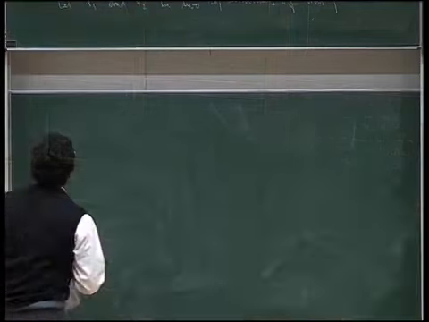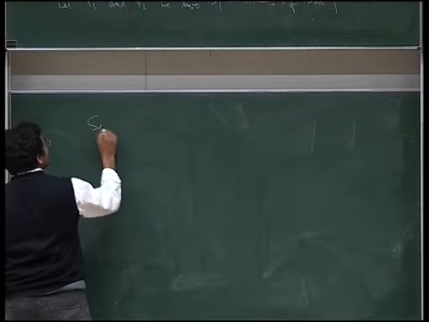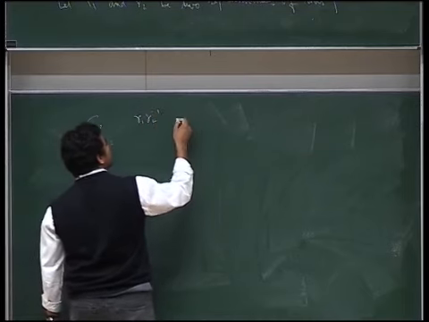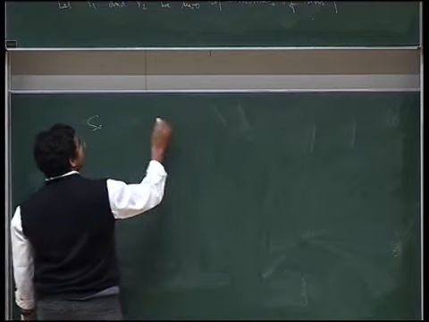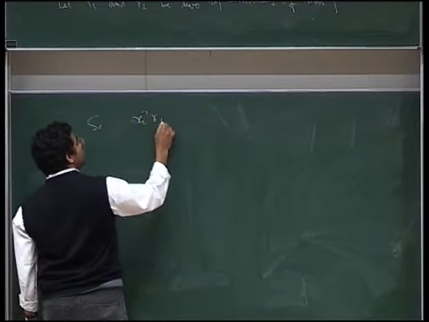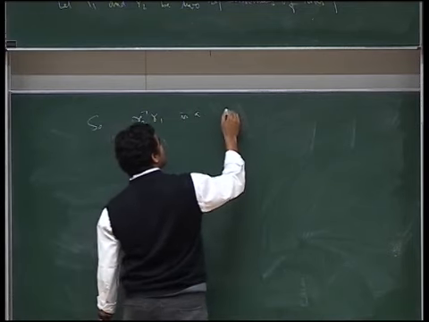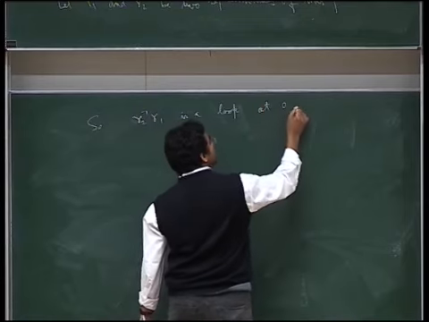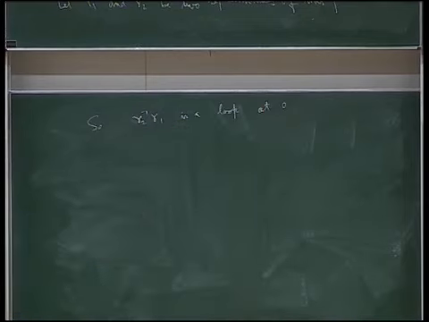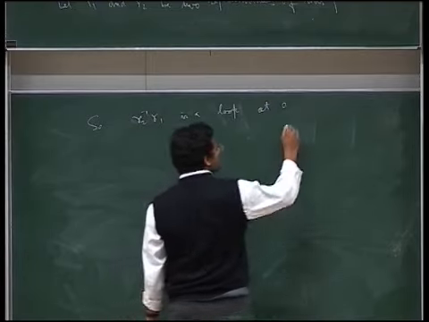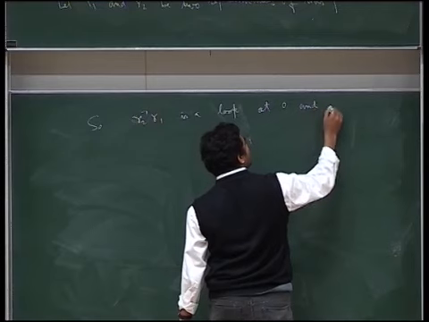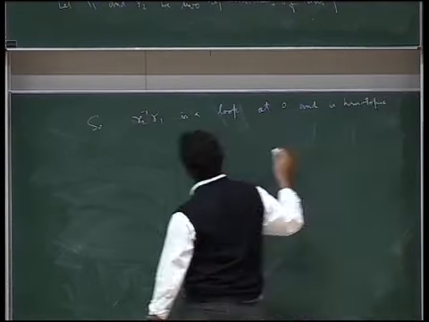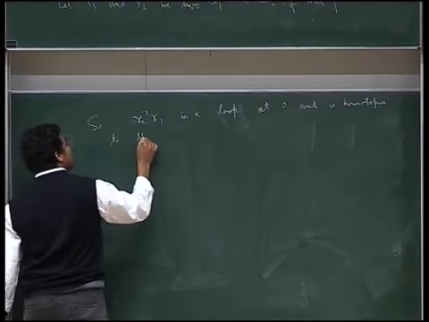So I'm just, so something like gamma 1, gamma 2 inverse, or gamma 2 inverse gamma 1 is a loop at 0, and it is homotopic to the trivial loop.